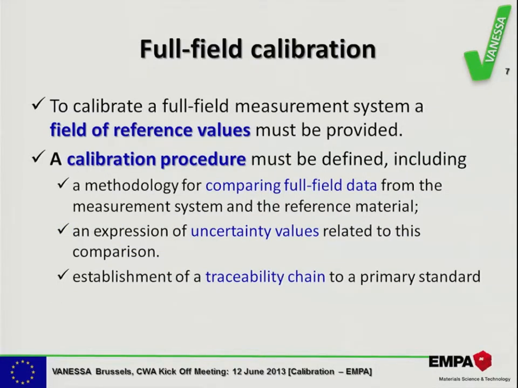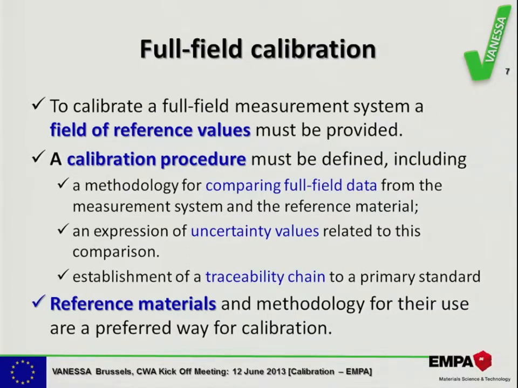The basic step of calibrating a full field instrument is to provide a full field reference value. The comparison should then provide a methodology for comparing such full field data sets from calibration and measurement. We need an uncertainty expression for this comparison step, and we need to establish a traceability chain as well for full field measurement systems.